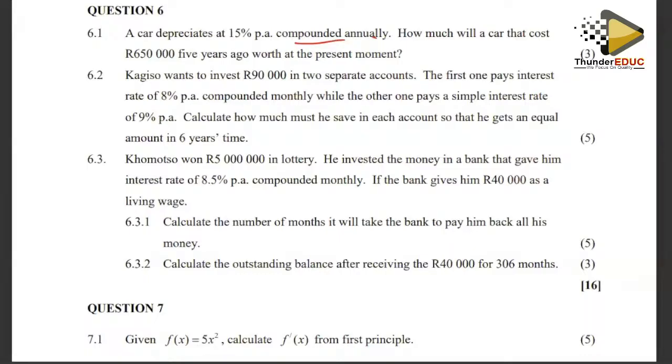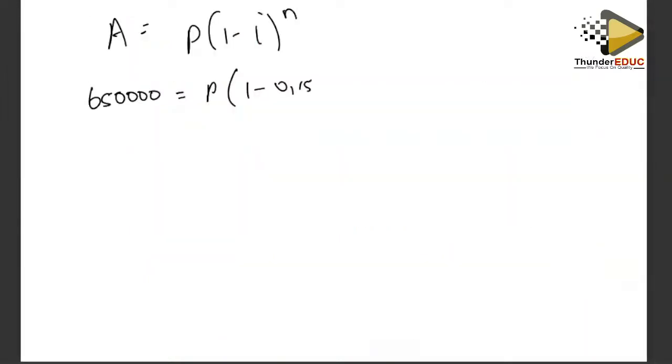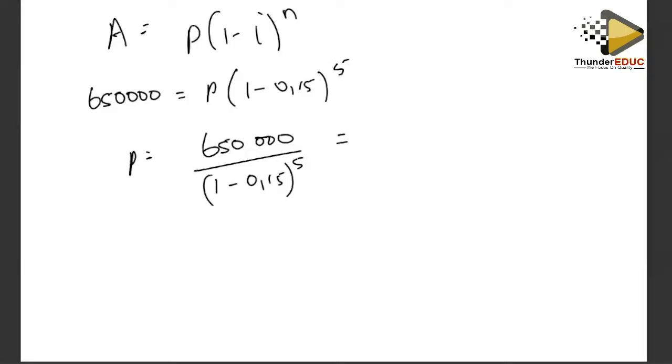So with the reducing balance, we know that A is P into 1 minus i to the exponent of n. So that is 650 is equal to P into 1 minus, they told us it's 15, which is 0.15, to the exponent of 5. Meaning that P is going to be 650,000 over 1 minus 0.15 to the exponent of 5. All right, so that is what we just need to put into the calculator. And then we end up with our answer.